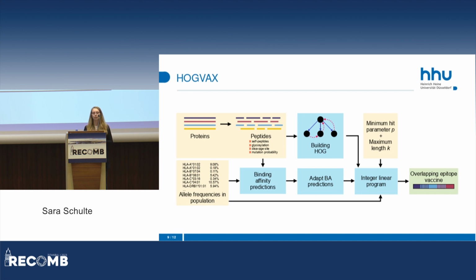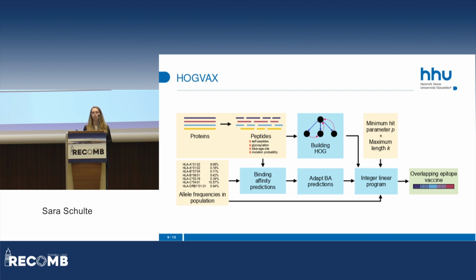So here you can see the overall workflow of HOGVAX. We start with a given set of proteins, and then we cut the proteins into peptides of variable length. So for example, for MHC class 1, we consider peptides of length 8 to 10. And then we are additionally filtering those peptides so that we exclude, for example, self-peptides or peptides that are likely to mutate or peptides with a high glycosylation probability and so on. And from the remaining peptides, we build our hierarchical overlap graph.